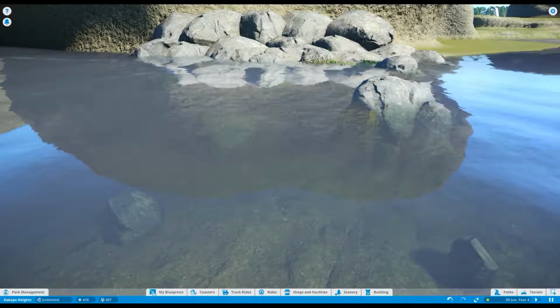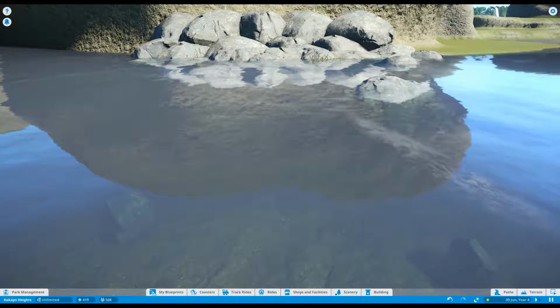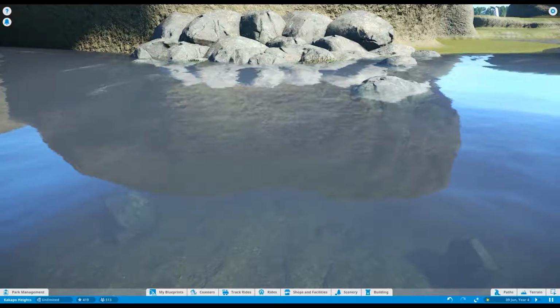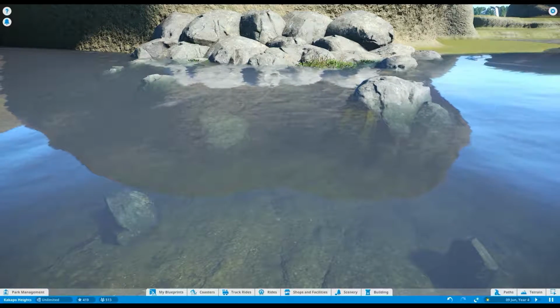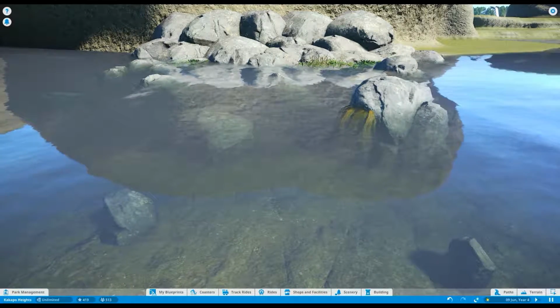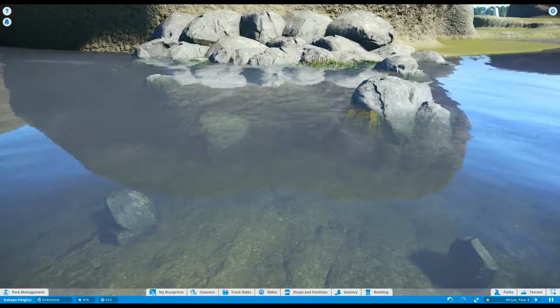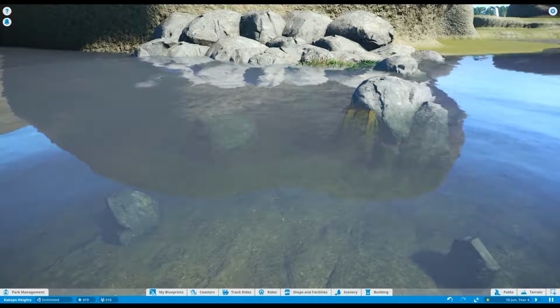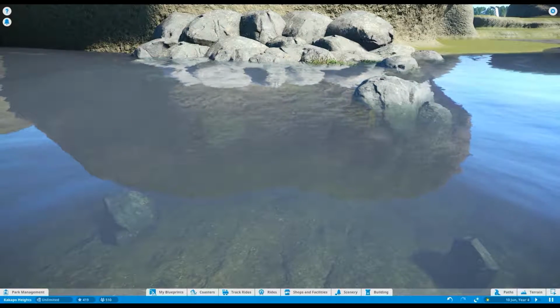If you look at the rough water now, you can see it's actually got waves on it, and the water level does rise and fall, so you can see it's moving up over the rocks there, and then as the wave passes it'll go down again and the rocks become visible again. This is a very cool effect, I think.